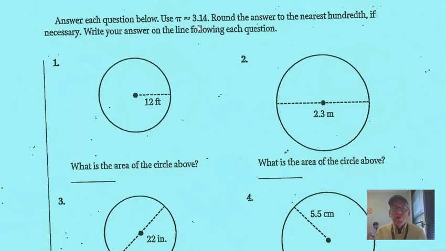So we're going to use 3.14 for pi and round off to 2 decimal places, to the nearest hundredth. And they're telling us the radius is 12 and they want to know what the area is. So the area is going to be pi times 12 squared, which is 144 pi. So area is pi r squared. 12 squared is 144, so we have 144 pi. And pi is 3.14.